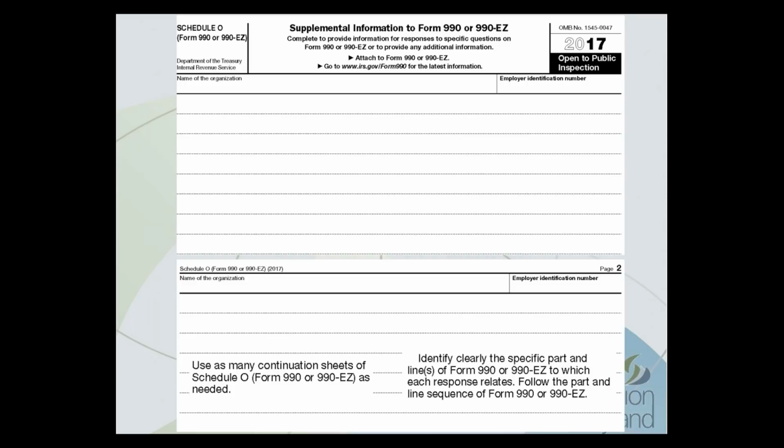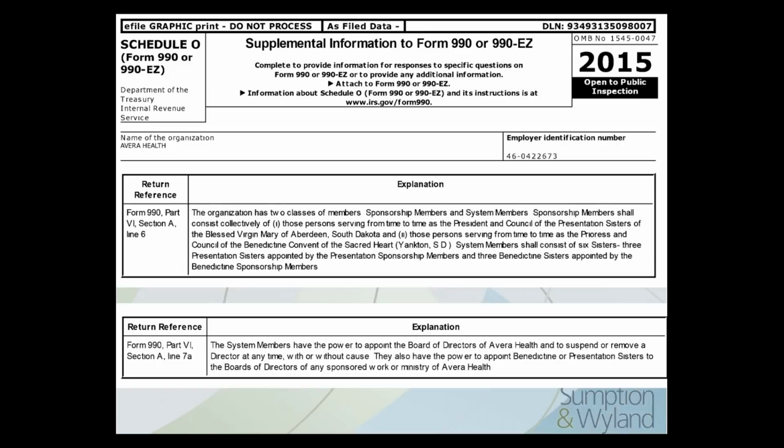So next slide. In the case of Avera Health, they describe their governance structure. The organization has two classes of members: sponsorship members and system members. Sponsorship members shall consist collectively of the president and council of the Presentation Sisters, and those persons serving as the prioress and council of the Benedictine Convent of the Sacred Heart. System members shall consist of 6 sisters, 3 Presentation Sisters and 3 Benedictine Sisters. And then you look at the next clip there.